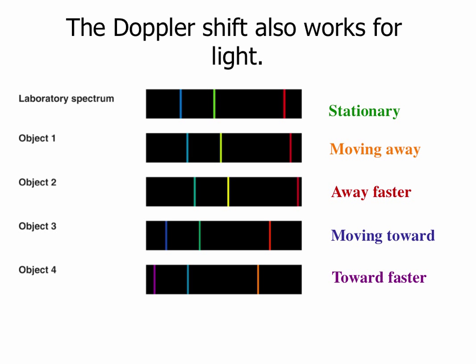So the Doppler shift also works on light. Let's assume that we have an object giving an emission spectrum. On the top, we see that object as it would appear in a laboratory. In other words, it's not moving. And we see three wavelengths of light coming out of this particular object. We see red, we see green, we see blue.